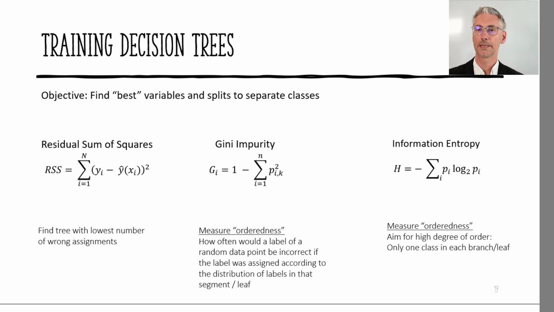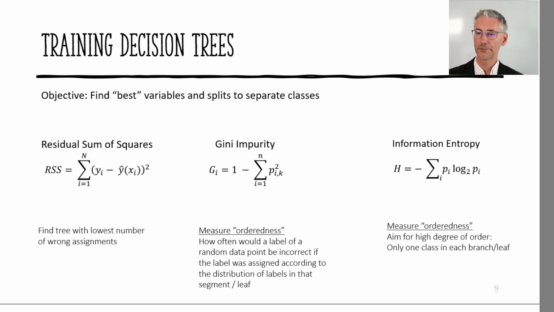Training these decision trees then is based on some metric if we don't do it manually. So what we want is the best variable and the best split at each point. The simplest thing we can do is the residual sum of squares, since we have labeled data where we know the truth. So we find the tree with the lowest number of wrong assignments.